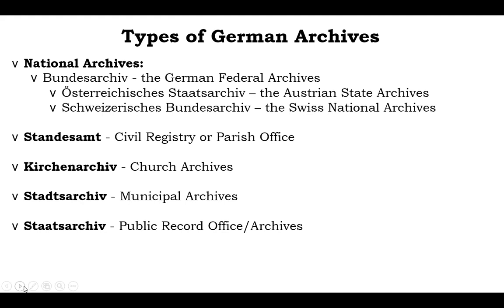The next kind you may come across are the Standesamt or Kirchenarchiv. Standesamt is a civil registry office, and the Kirchenarchiv would be a parish office. The civil or ecclesiastical registers of birth, marriages, and deaths are, generally speaking, located in these offices. Then we have the Stadtarchiv, or municipal archives, and the Staatsarchiv, which is the public record office or archive.